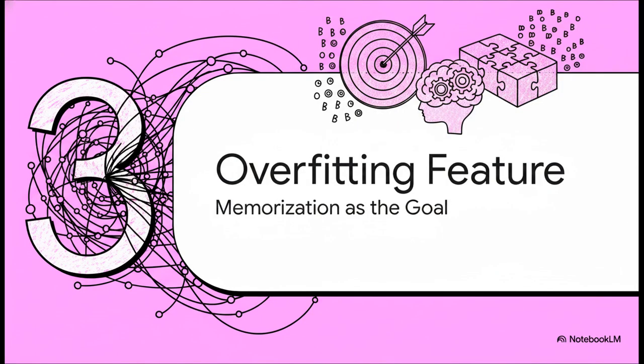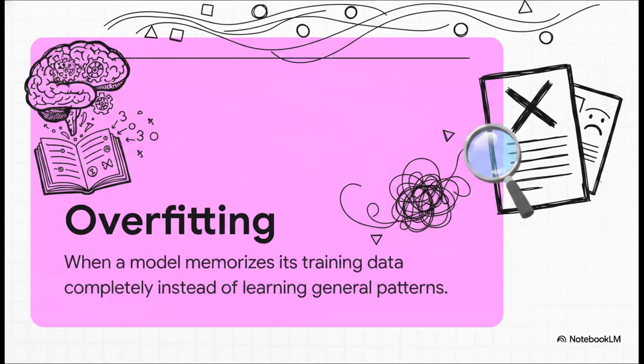Moving on to Section 3, the overfitting feature, when memorization is the goal. This is perhaps the most surprising educational twist in the entire repository. To understand it, we first need to define the term. In traditional machine learning, overfitting is when a model essentially memorizes its training data completely rather than learning general, flexible patterns.